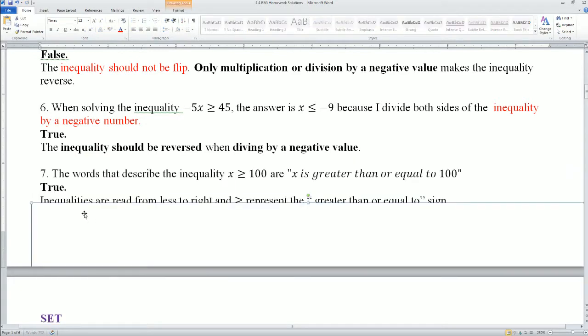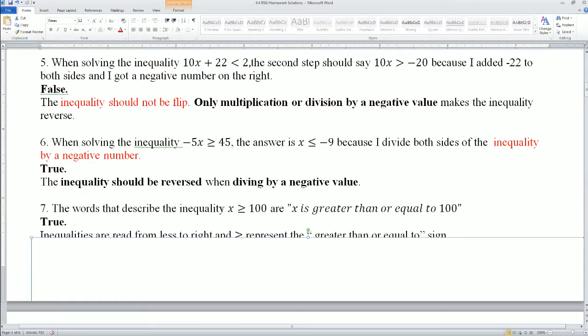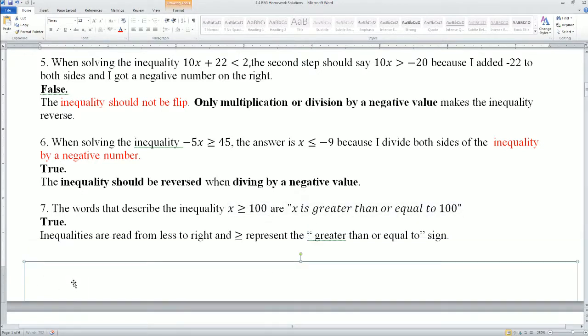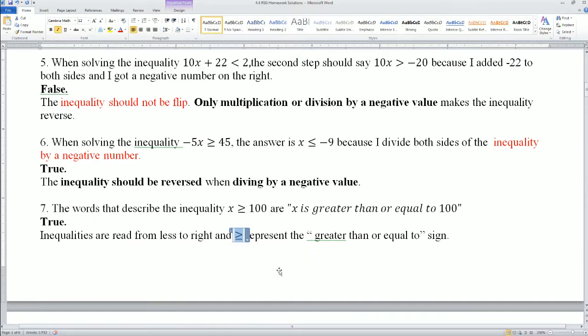Alright. 7. The word that describes the inequality x is greater than 100 or x is greater than or equal to 100. That is true. Inequalities are read from left to right. So that represents the sign greater than or equal to.